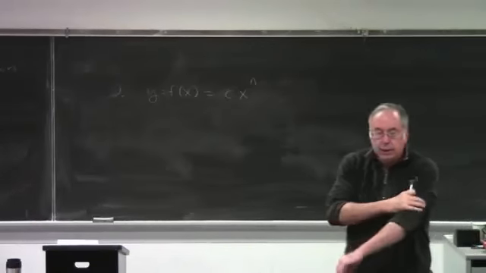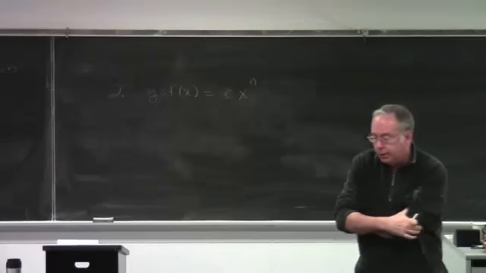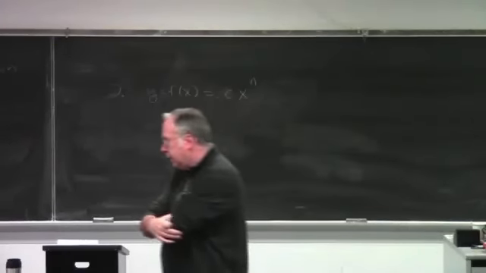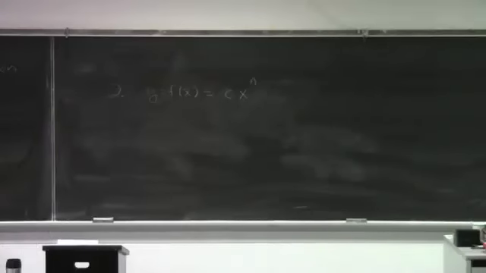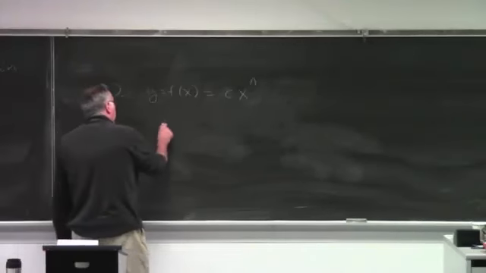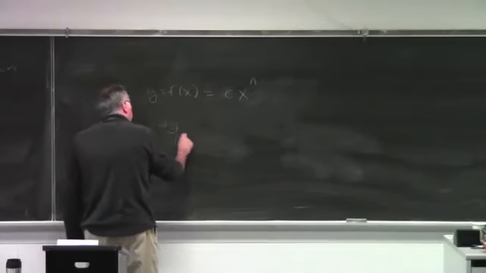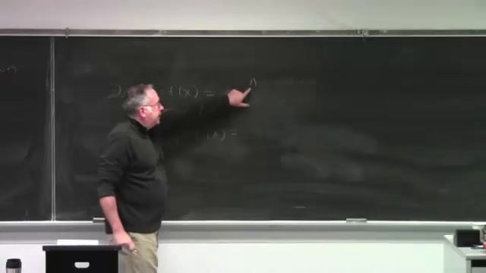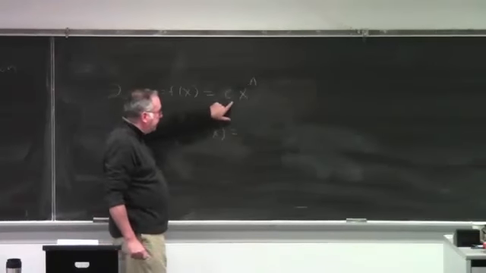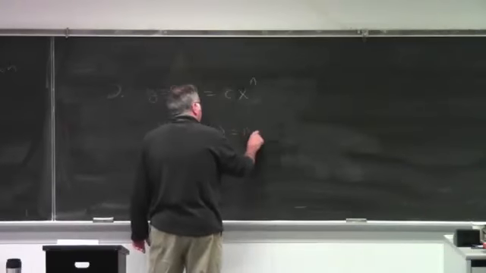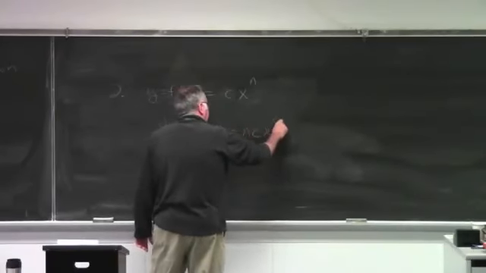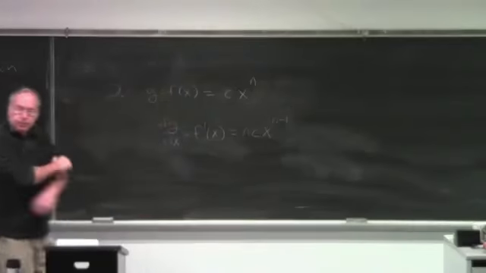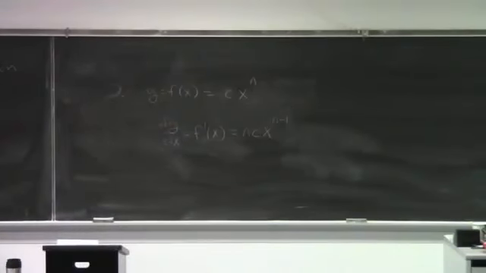So n could be any number, really. Could be a fraction, could be negative, could even be 0, okay? In this case, f prime of x, or dy dx, is this. You bring this exponent down, you multiply it times the c. So you have nc times x to the n minus 1 power. You subtract 1 from the exponent after you bring it down and multiply it times the c.